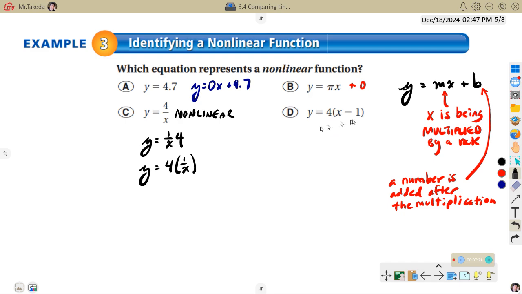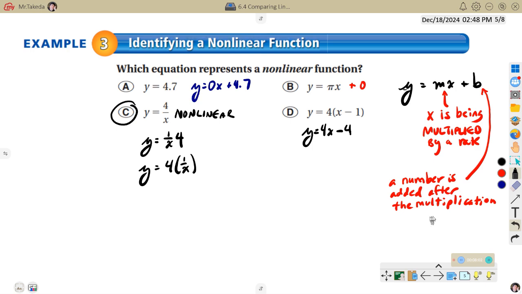And what about this one? Well, we have to multiply it through to see, can we get in this form using the distributive property. 4 times x is 4x, and then 4 times 1 is 4. So this is definitely m times x plus b, so this is also linear. So the answer here to which represents a nonlinear function is C. But the goal, remember, is to see if we can put it in slope-intercept form where x is being multiplied by some number, and then a number is added after that multiplication. But be aware that m and b can also be 0, as seen here in choices A and B.